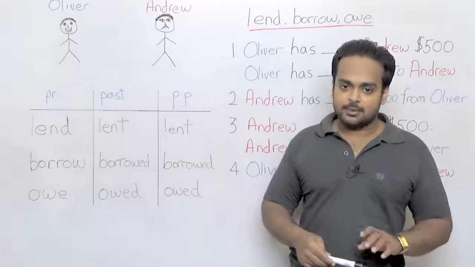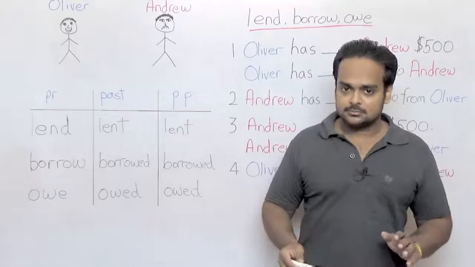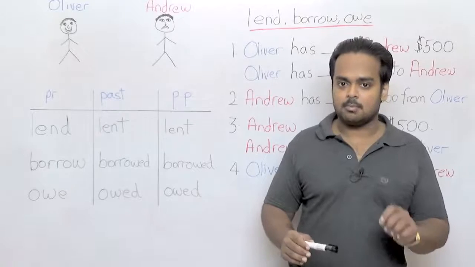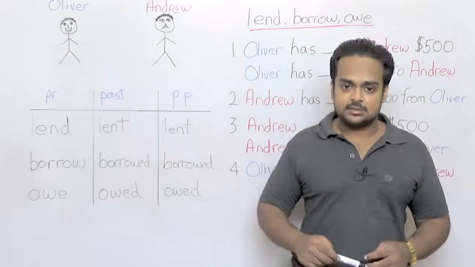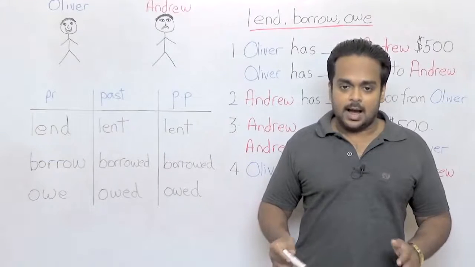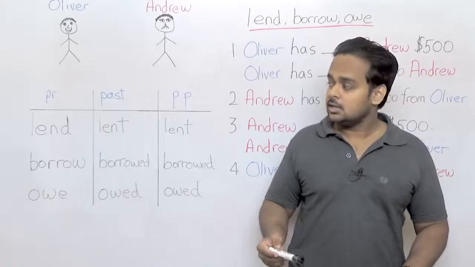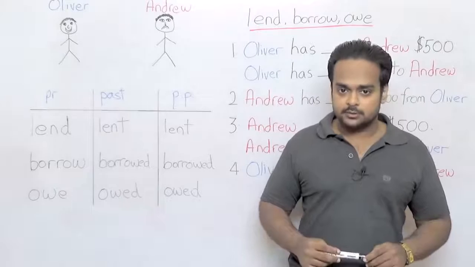As you can see from the pictures, Andrew is feeling a little sad today. And that's because he is in some urgent need for money. So Andrew goes to Oliver and he says, "Hey Oliver, I'm in a tough spot. Can you help me out? I need some money." And Oliver says, "Sure, pal. How much money do you need?"